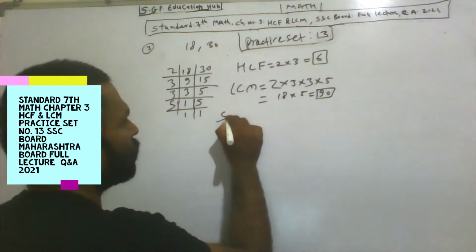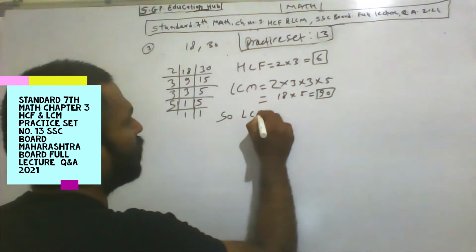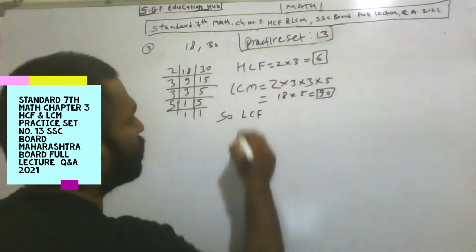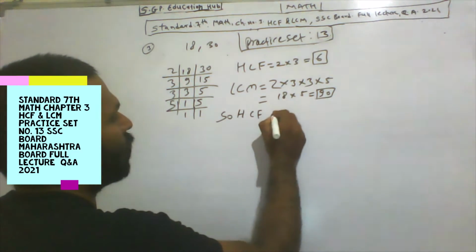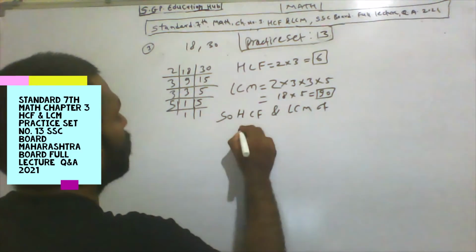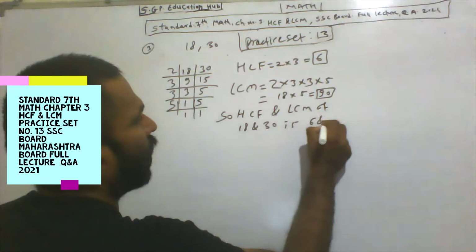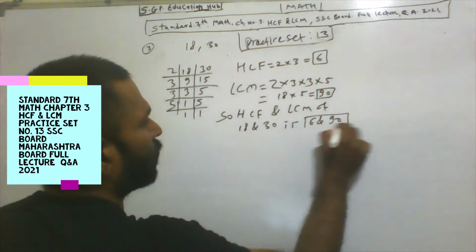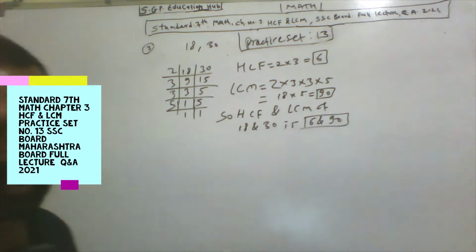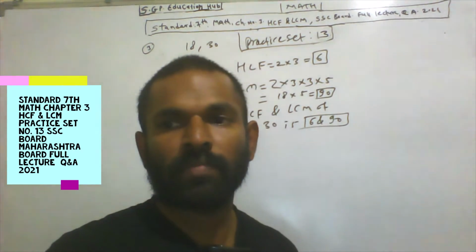So the HCF and LCM of 80 and 30 are 6 and 90 respectively. Okay, now go to the next.